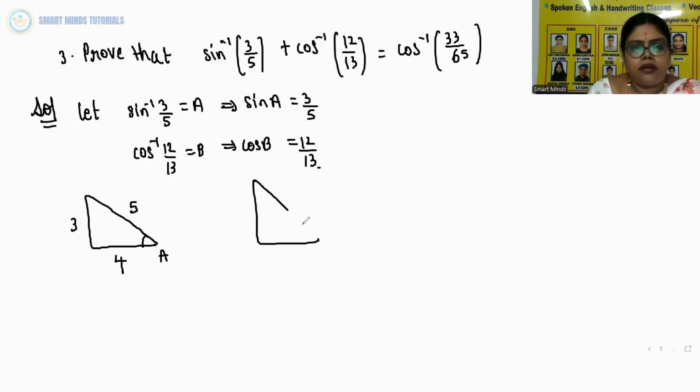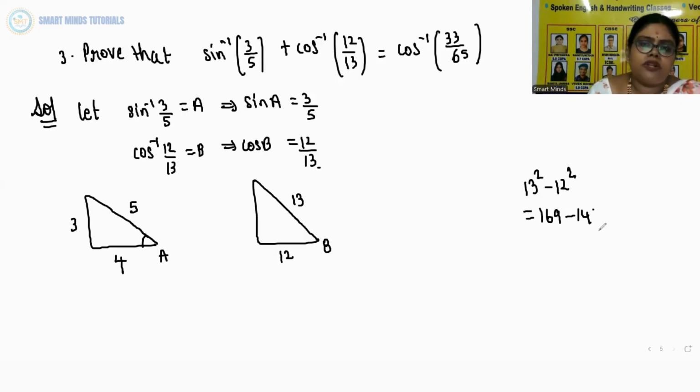Now we take the other triangle for B. But here cos B is given. Cos means adjacent by hypotenuse. So adjacent is 12. This is 13. Now how to find out the third side? 13 square minus 12 square. 13 square is 169 minus 144. That is 25. Take the square root of 25. That becomes 5. So the third side is 5. This is the way of finding the third side.